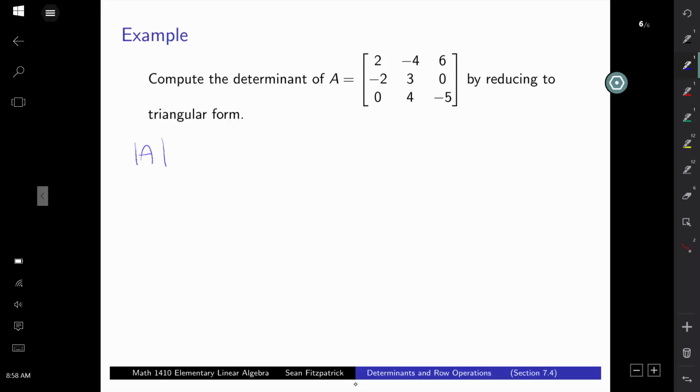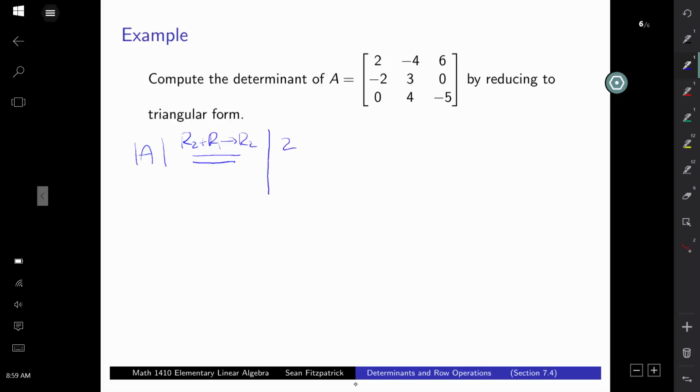And I want to find it by reducing. So the first thing I'm going to do is row 2 plus row 1 into row 2. Okay. Now that's a type 3 row operation. So if I do that, the determinant of the resulting matrix will be equal to the determinant I started with.